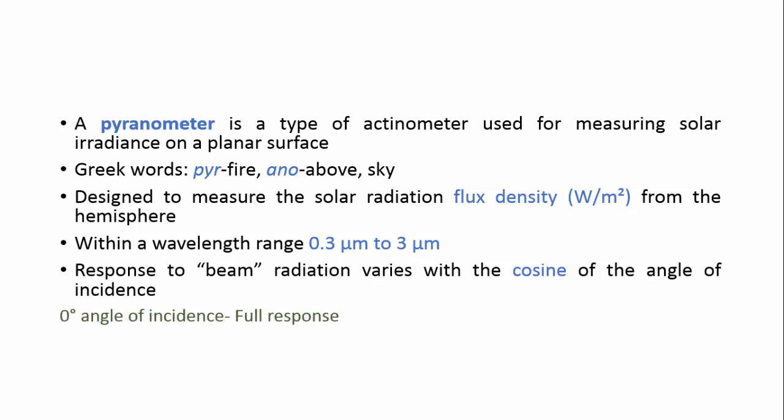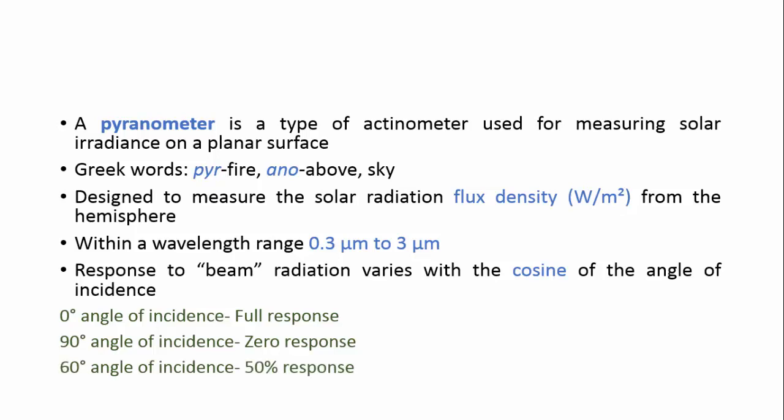So if the angle of incidence is 0, there will be full response. If the angle of incidence is 90 degrees, there will be 0 response. Similarly, if the angle of incidence is 60 degrees, there will be 50% response. We know that cos 0 is 1, cos 90 is 0, and cos 60 is 0.5.